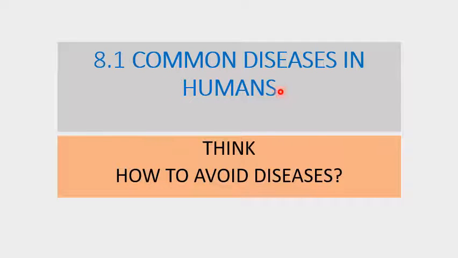Common diseases in humans. It is so common that we will be able to think of many diseases. When you think of common diseases, diseases like cough, cold, fever, headache, all these are very common diseases, including some of the diseases transmitted by parasites, which are called pathogens. It may be small microorganisms like malarial parasite, or it may be virus, or even it may be fungus. And you should know how to avoid these diseases.